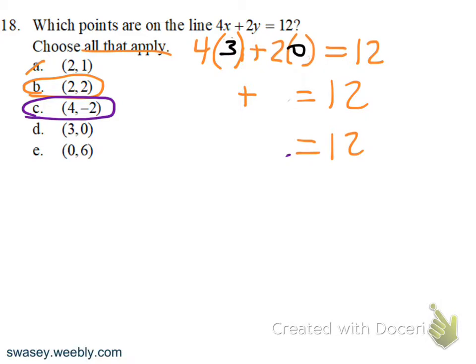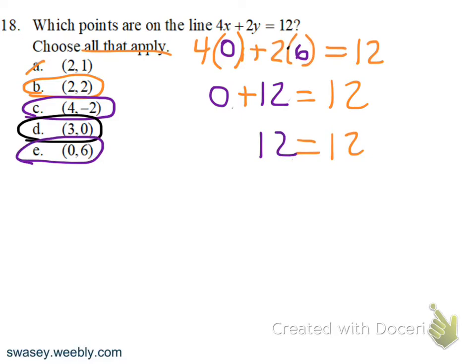Plugging in 3, 0. 4 times 3 is 12. 2 times 0 is 0. 12 plus 0 is 12. Choice D is the solution as well. Put in 0 and 6. You get 0 when you do 4 times 0. 2 times 6, 12. 0 plus 12 is 12. So in this case, all of them worked except for choice A. So all of those are points on the line.